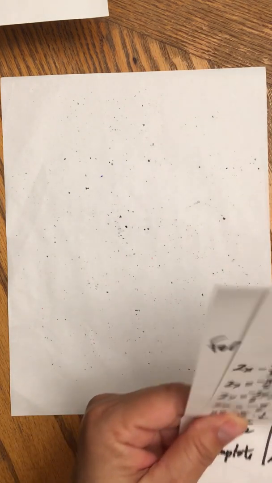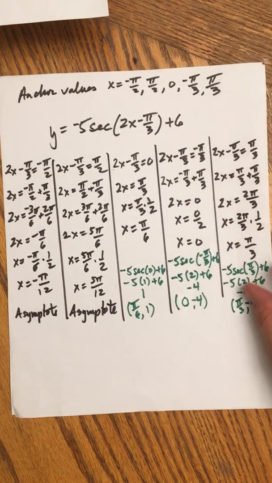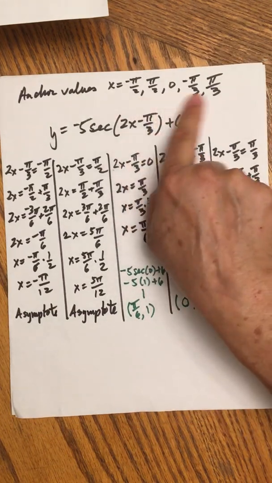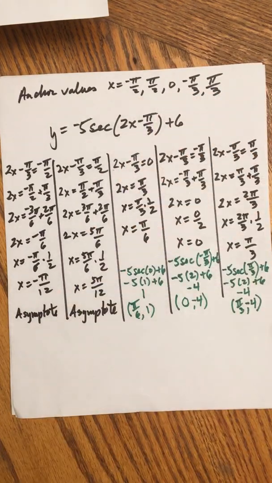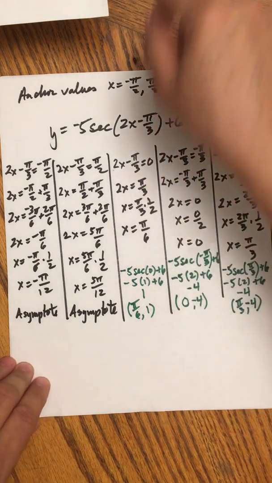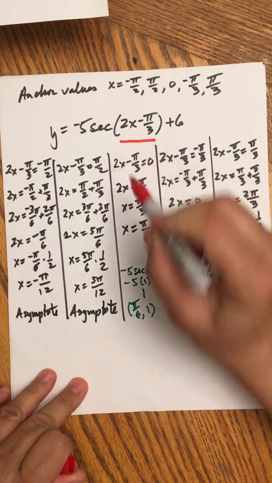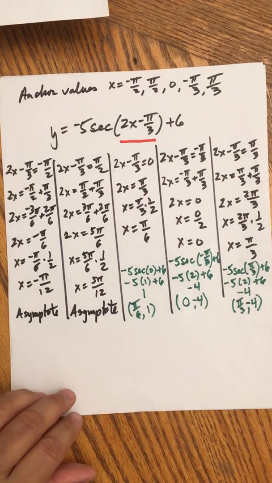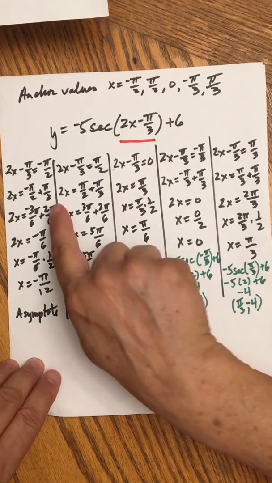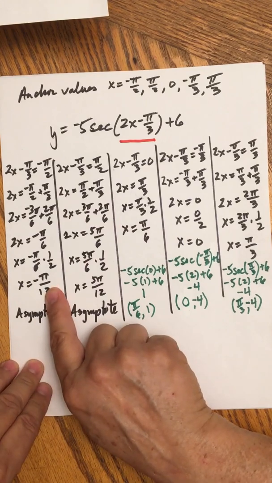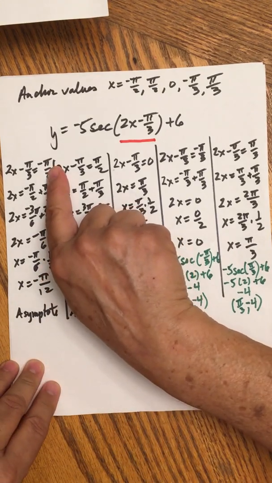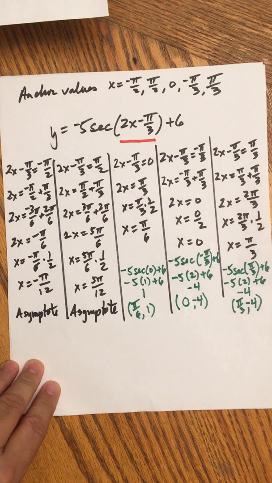So I'm going to do the same thing here, and I'm going to use the same anchor values, right? Here's my asymptotes, the center, and then the anchor values. And I'm setting this argument, the 2x minus pi over 3, and figuring out what angle will make it behave like the anchor values that I want.